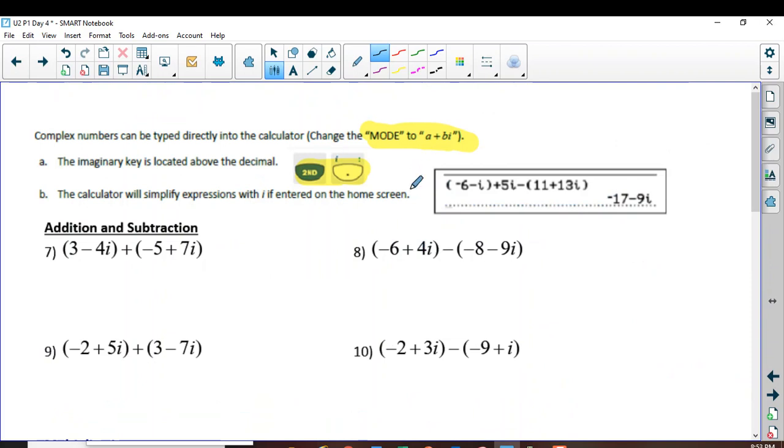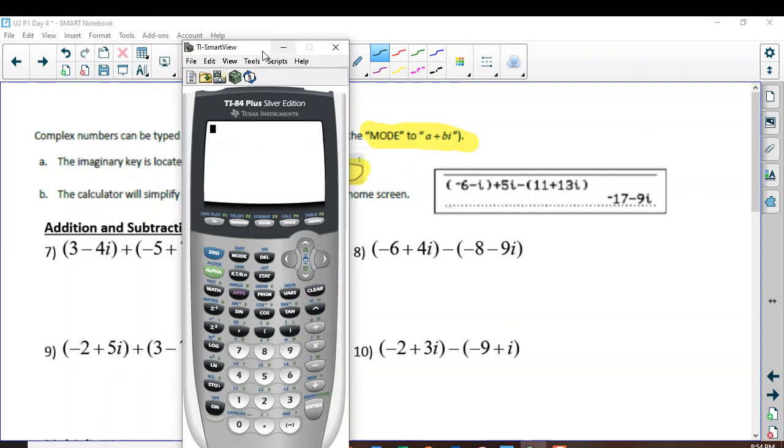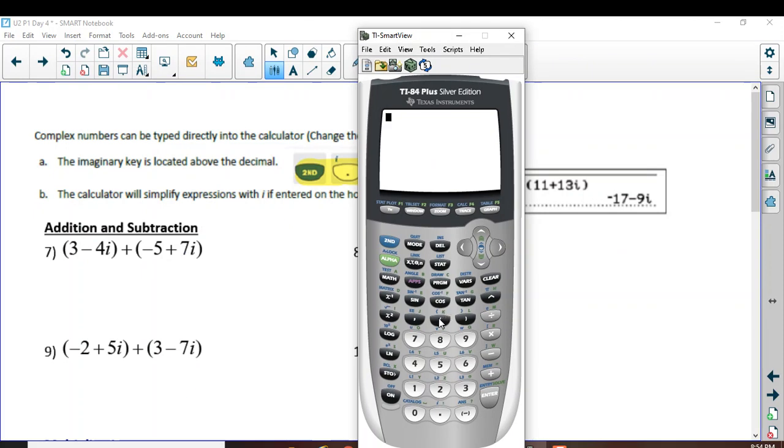And then now we've got our mode. We're actually already in this mode, I think. So if you click on mode, again, you're in real, and then this is your complex number mode. And that way you can go ahead and type in all these just like they are. So I'm just going to type in 3 minus 4i.